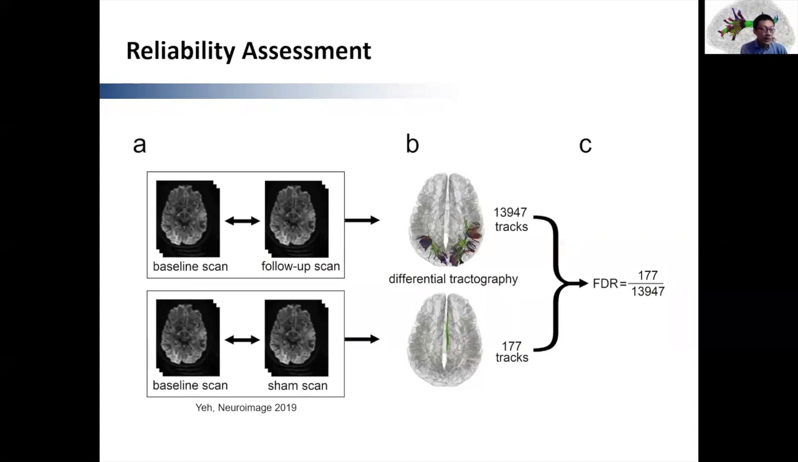You may be wondering whether the result is reliable, because we can always find a difference between any two scans. So in the original paper, we include a framework to quantify the reliability using false discovery rate. For details, you can check the original paper. And on the DSI Studio website, there are tutorials to guide you on how to calculate the FDR.